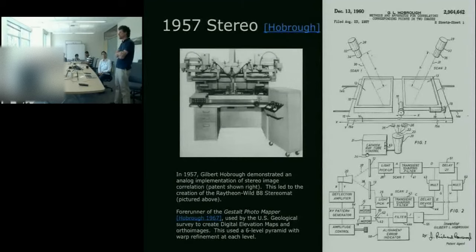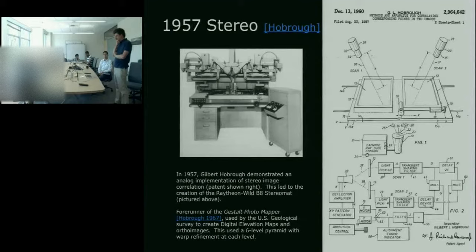Basically, at the time, the way photogrammetry and map making worked is you had operators who would look at a pair of images and find corresponding points by hand, and then specify the displacements, and then feed those into a computer to solve for the positions of these points. And so Hobrow observed, wouldn't it be great if you could automate this manual correspondence task, because that was really the bottleneck. And so he invented this machine to do so.